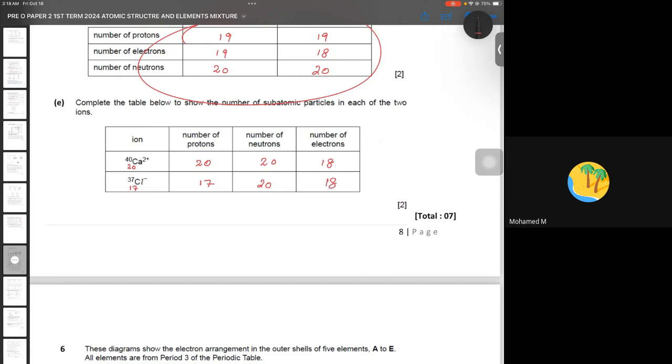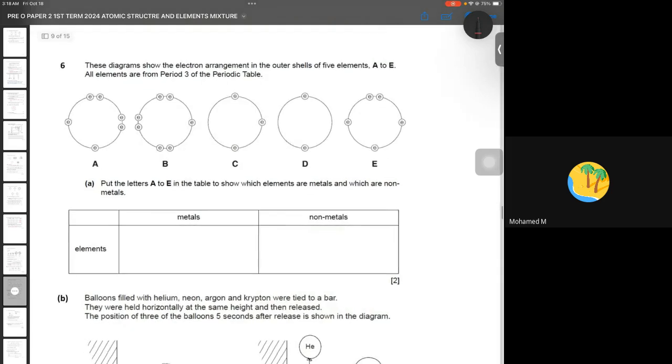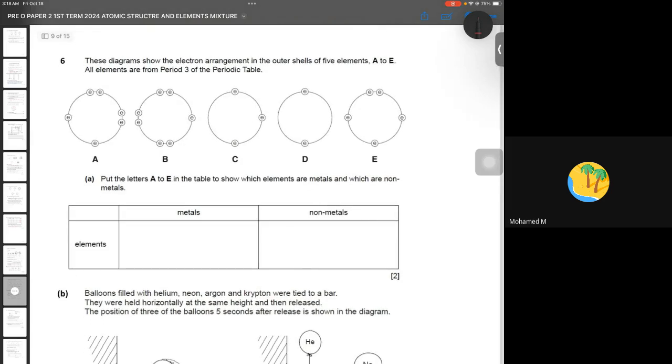Why though? It says 17, no? The plus 2 means you have to subtract 2, and then minus 1. Initially it had 17 electrons, but after minus 1, it has 18 electrons. Now see this.